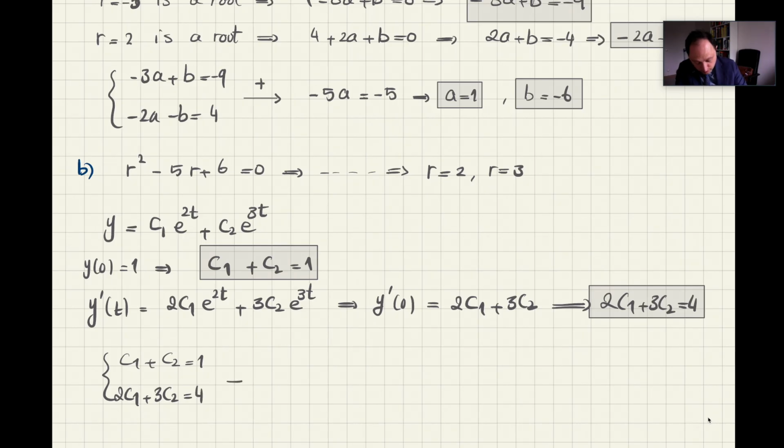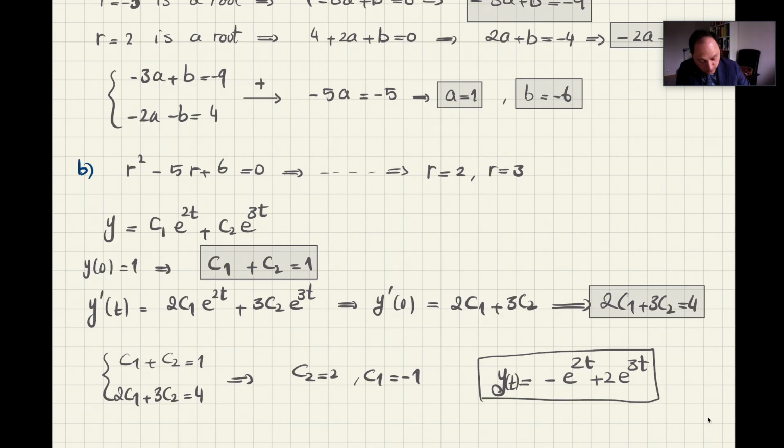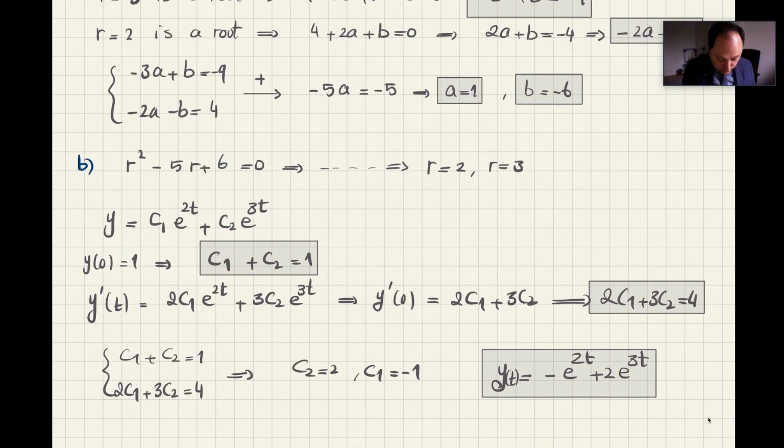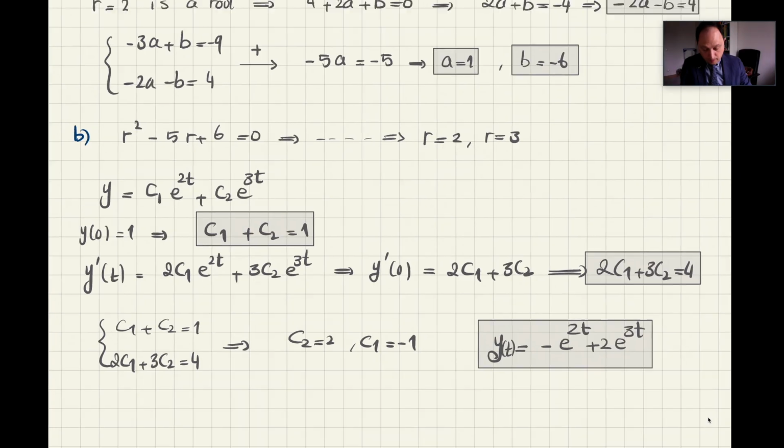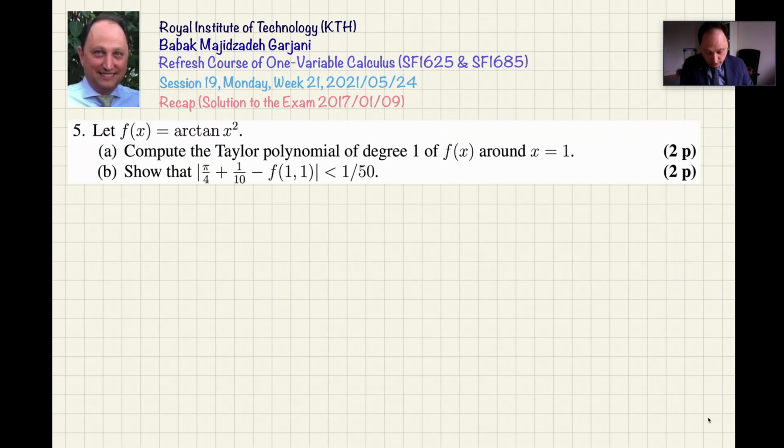For example, if I multiply the first one by minus 2 and add it here, C2 becomes 2, and then C1 becomes minus 1. And then what you have to write as the final answer is minus e to the power 2t plus 2e to the power 3t. So that would be the answer that you have to provide for this part of the problem. When I found them, I put them back in this equation. Okay, any questions? Okay, so let us see other questions.